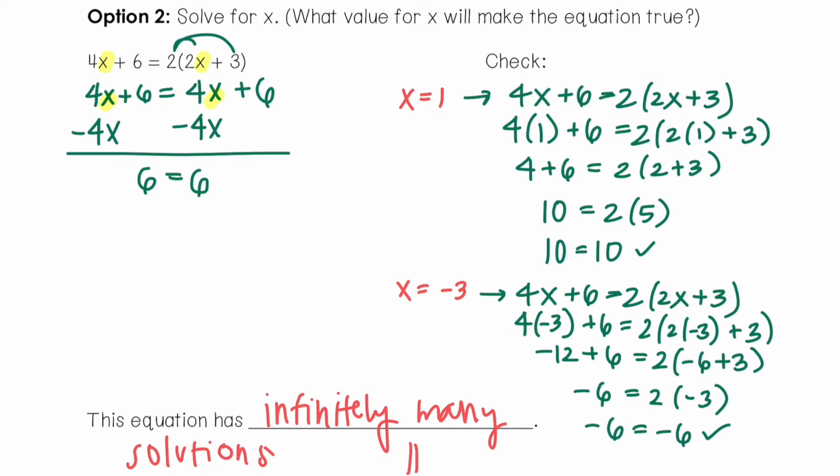Alternatively, if we didn't want to actually write out the words infinitely many solutions, we can use this symbol, which looks like a fancy R, to represent something having infinitely many solutions. So it's the same thing whether you use the symbol or whether you write it out in words. I'm not going to have you memorize or use the symbol if you don't want to, but it's kind of like a shorthand way of writing out this statement.